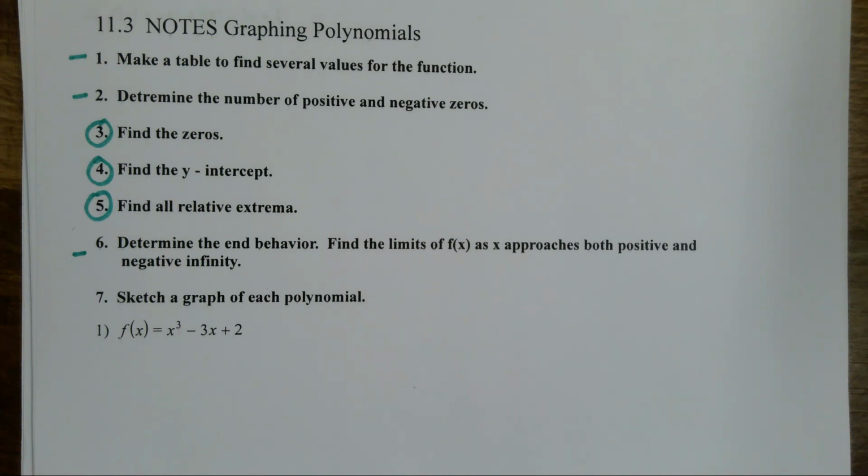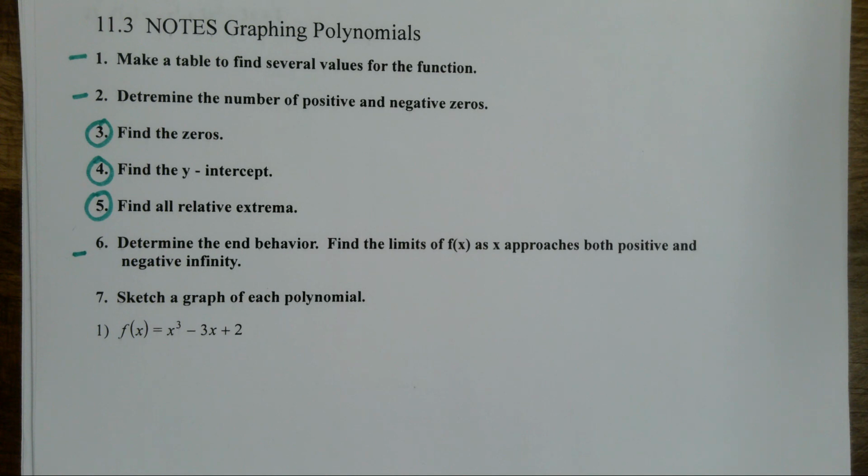And then we can use it to find the zeros. The y-intercept is probably the easiest thing in the world to do. And then the mins and maxes come from taking our first derivative, setting it equal to 0. All right? End behavior, again, is just one of those added bonuses.